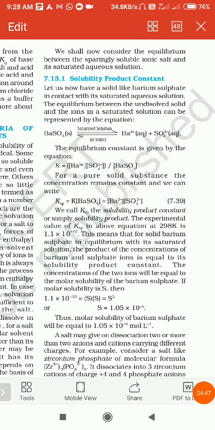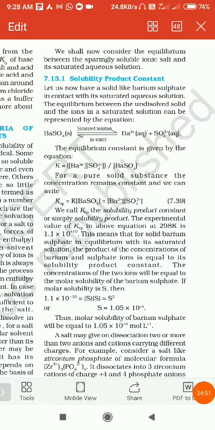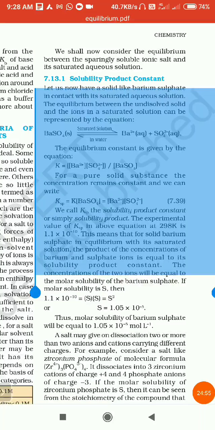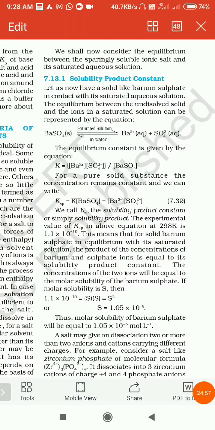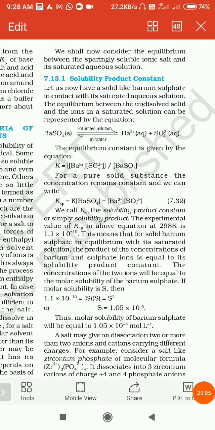So, pure solid, what happens? Its concentration remains constant always. Therefore, you are neglecting this barium sulfate. Barium sulfate you are going to neglect, because it is a pure substance you have taken. So that's why its concentration remains constant. Therefore, Ksp is nothing but what you are calling the solubility product.